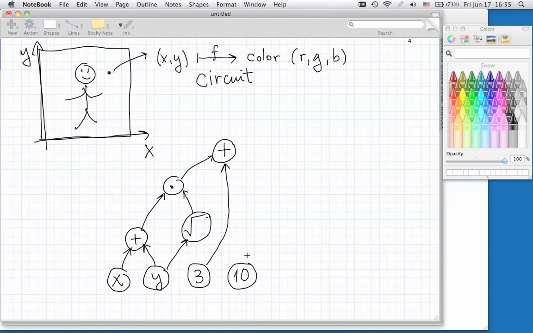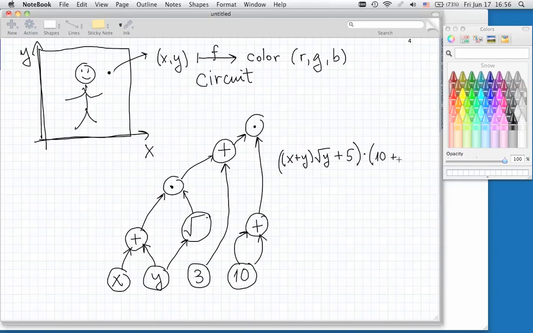Okay, so here I didn't use the number 10. I could, maybe if I make a bigger one, still bigger one, say I have another multiplication, then I can do things like this. So maybe here I do plus, and I can feed the same number in twice if I want to, like that. So in normal notation, what would this be? Well, this part here would be x plus y, and this part here would be x plus y, square root y times square root y, and then plus 5, and then all of that multiplied by 10 plus 10. Okay, so this computational circuit here is the same thing as that expression.